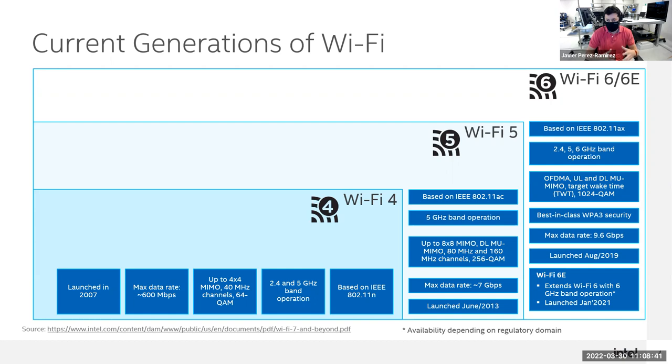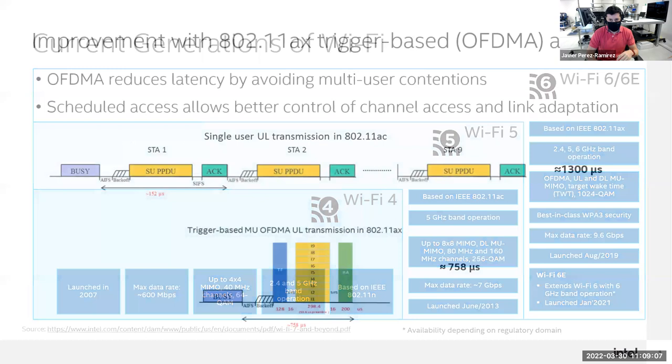Now with the introduction of Wi-Fi 6, we're moving from an unmanaged kind of network to a more managed network. The way this was done basically was by enabling trigger OFDMA. I'll provide a little bit of discussion about what trigger OFDMA means. So what does trigger OFDMA mean?